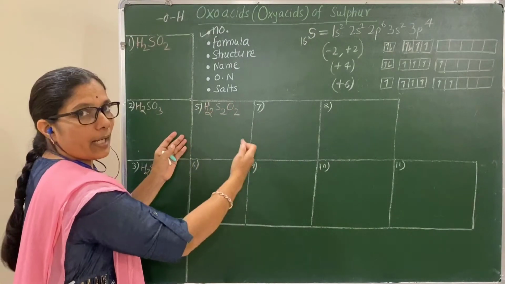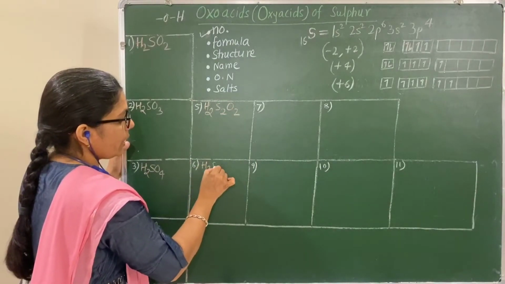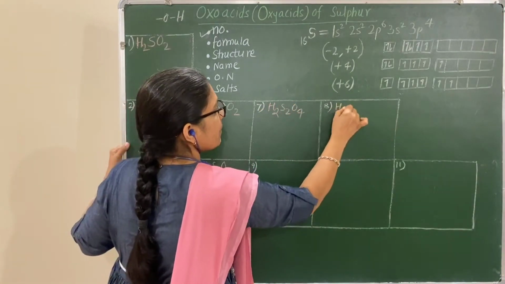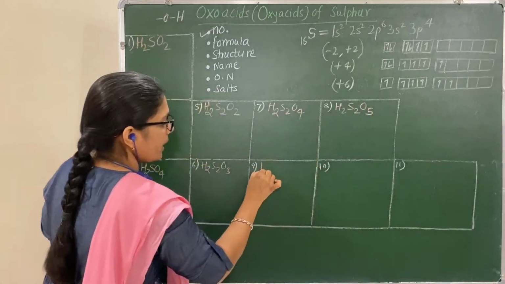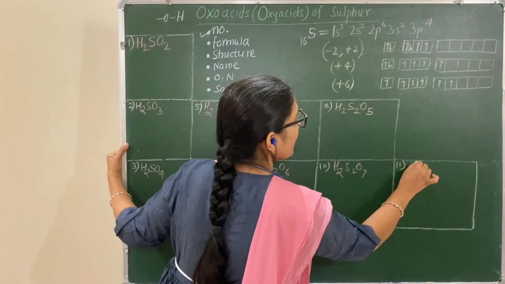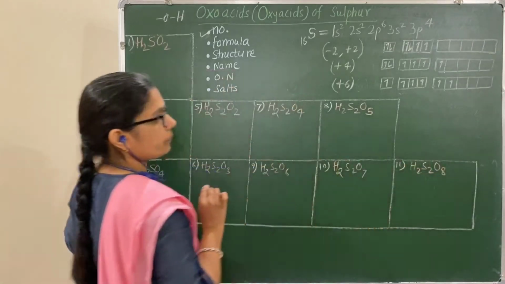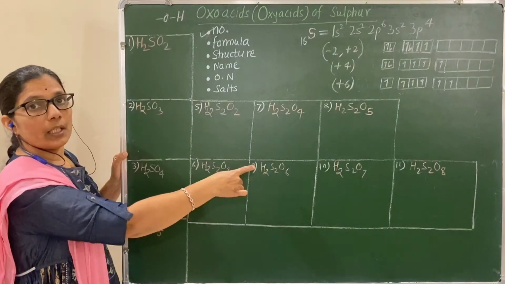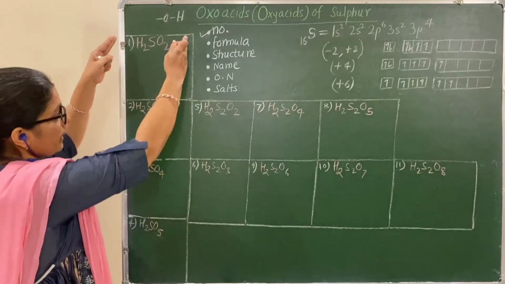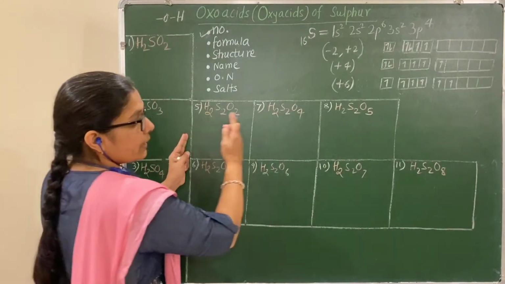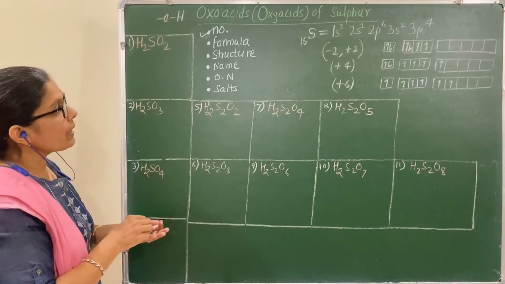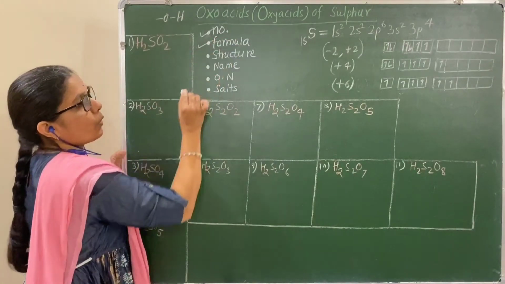Now again, go on adding one oxygen atom. H2S2O3. Then H2S2O4. Then in sequence, H2S2O5, then H2S2O6, then H2S2O7, then H2S2O8. That is the formulae of all these 11 oxoacids. See here, all of them contain two hydrogen. These four contain one sulfur and these contain two sulfur, and oxygen goes on increasing.